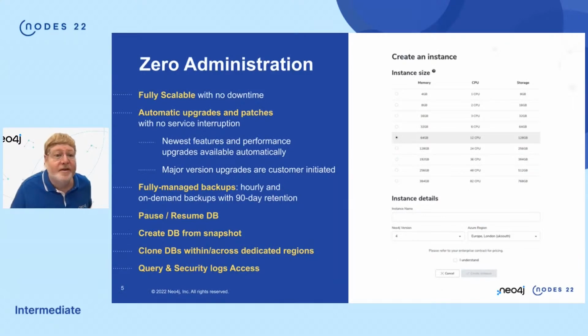So what do we mean by zero administration in the fully managed Aura Azure world? Well, you can scale up without downtime. We automatically release upgrades and patches without service interruption, so that customers get the newest features and performance. We manage and retain backups for the service for up to 90 days.